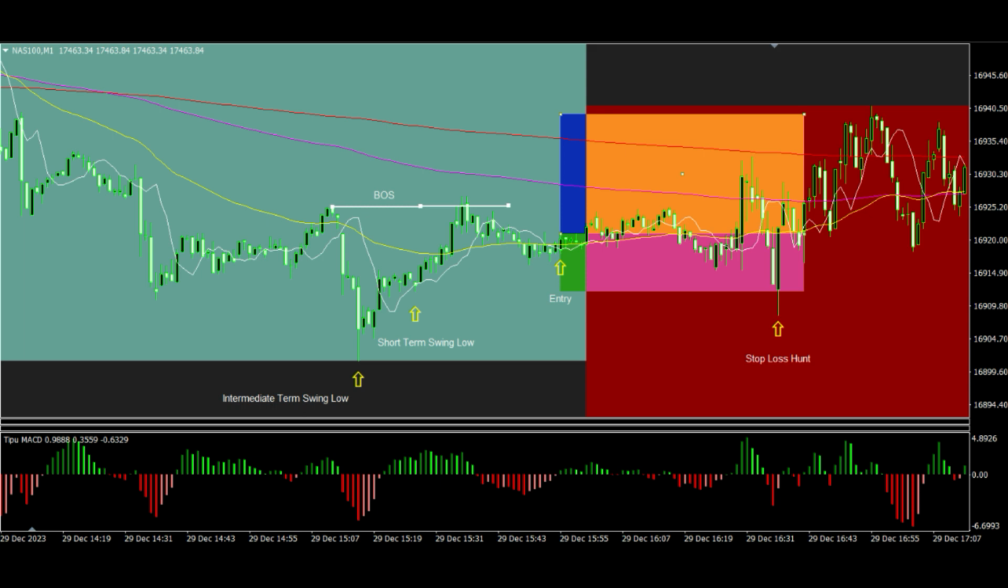You can check this by using the MACD histogram. Make sure the MACD is red to confirm the swing low and green to confirm the swing high. This will tell you the best place to put your stop loss.